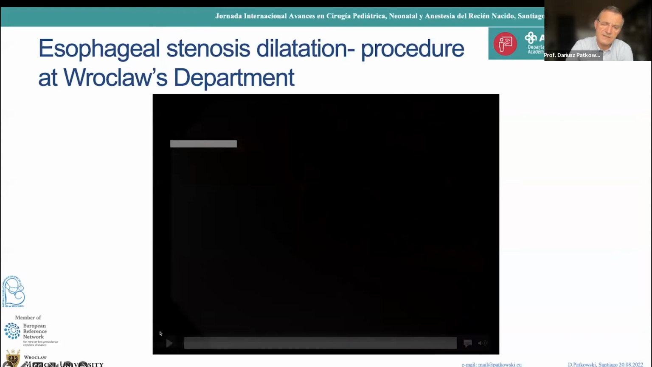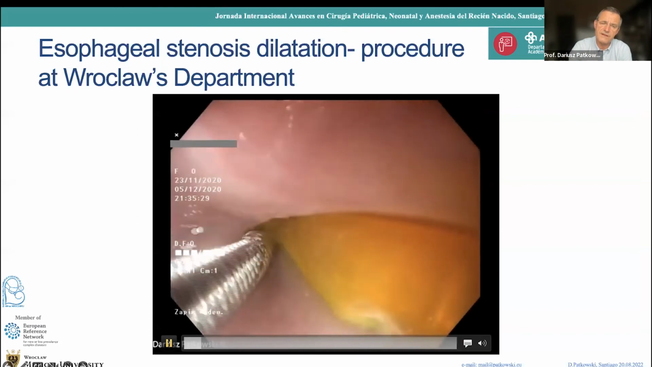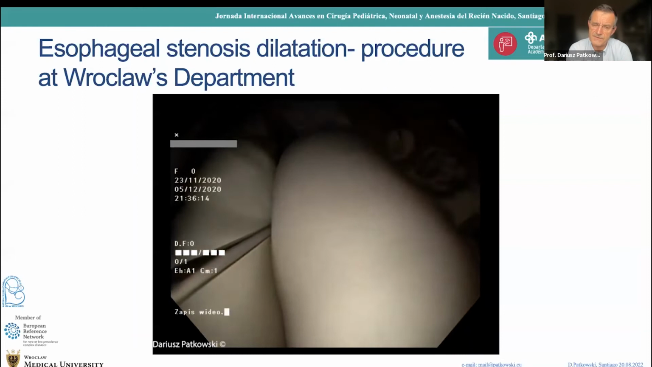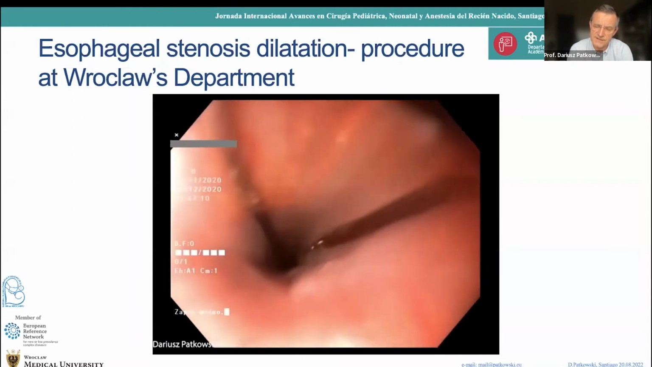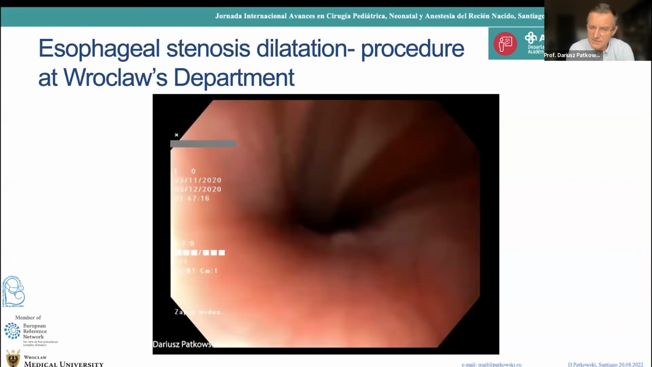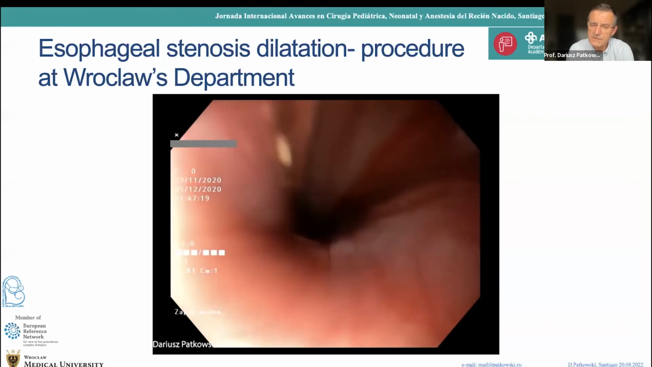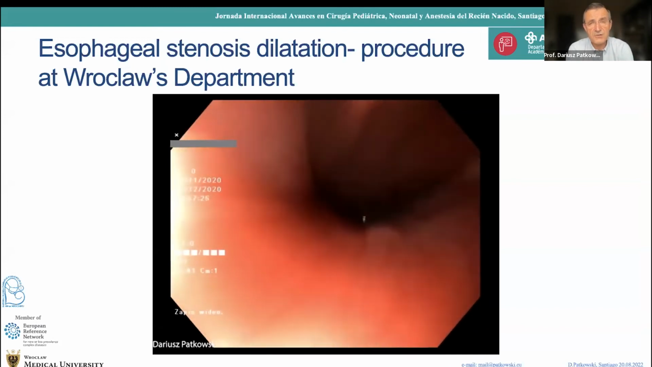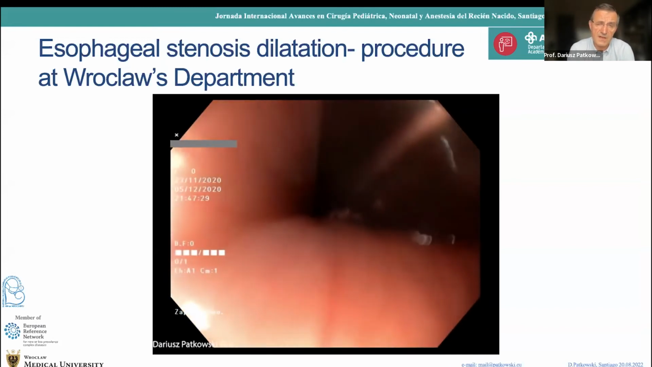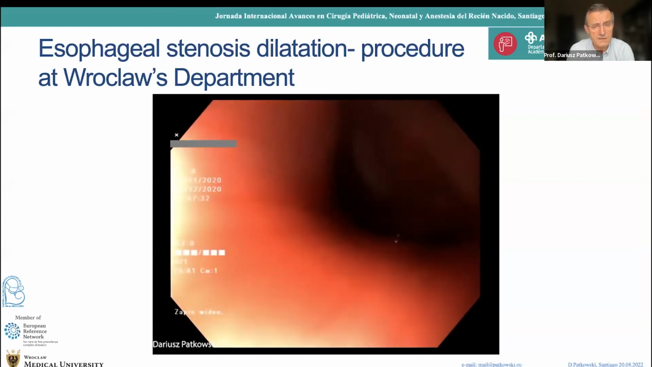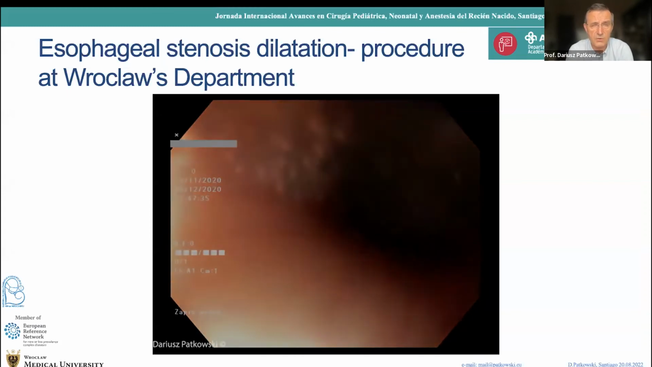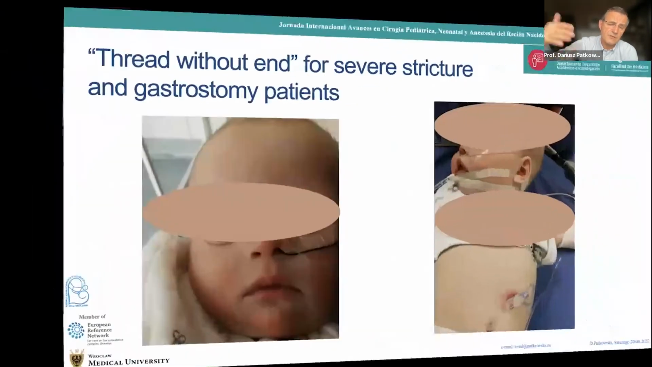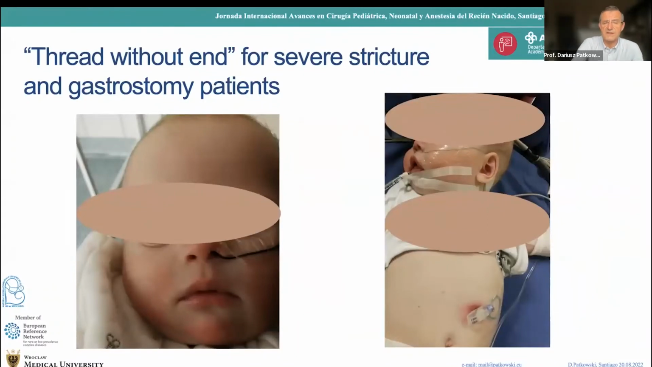As you can see, it is going very, very slowly, just to have a good accommodation of the scar. So we start with size 18, which means 6 millimeters, and then increase it. In newborns and small babies, if it is the first dilatation, we go to size 24, 27, and then we increase by 2 millimeters more in the next dilatations.